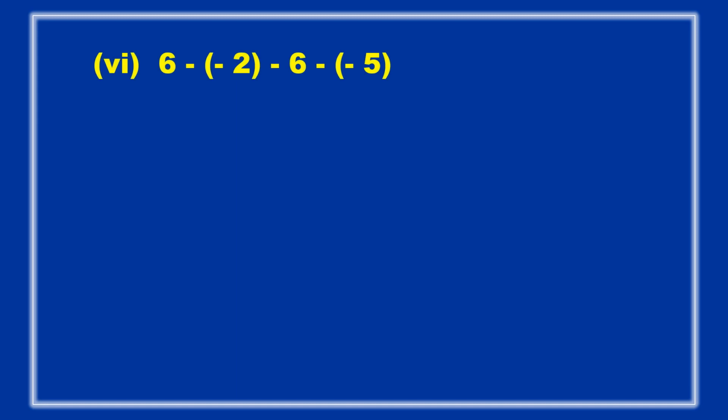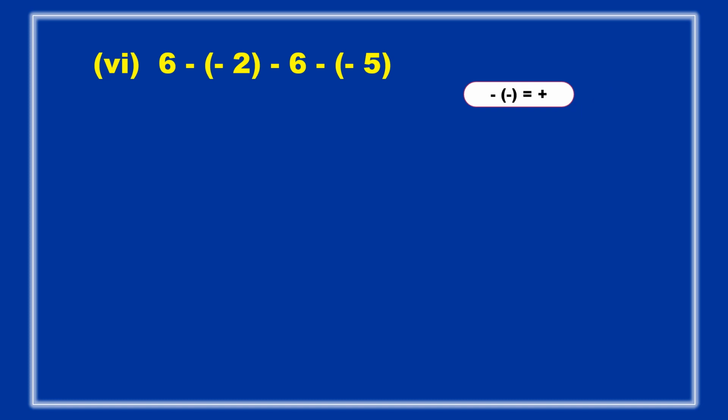Here is the next example: 6 minus of minus 2 minus 6 minus of minus 5. Here I took 4 different terms, a 4 term problem. One thing you should remember: whenever there is a bracket in between the symbols, you should use the rule that minus into minus is plus. Here we have minus into minus, and here also minus into minus, so I am using this rule. What is minus into minus? It is plus. While removing the brackets, your rule is this one.